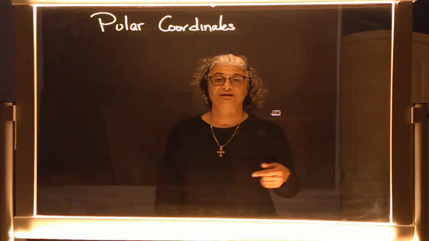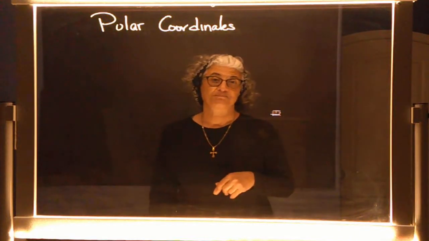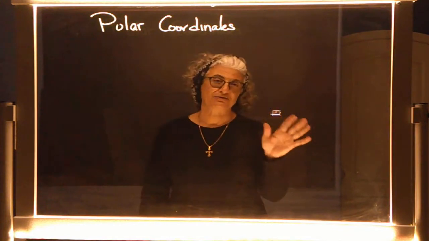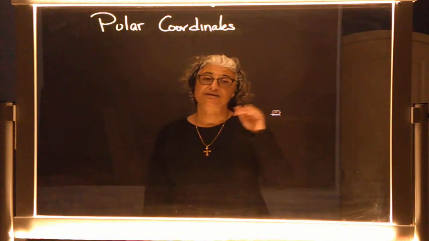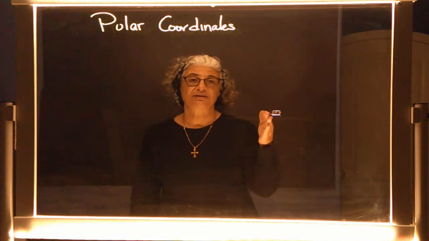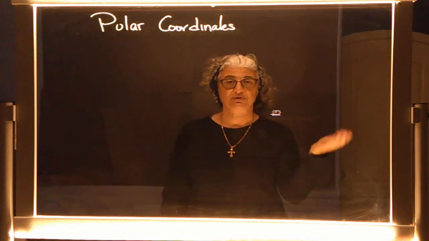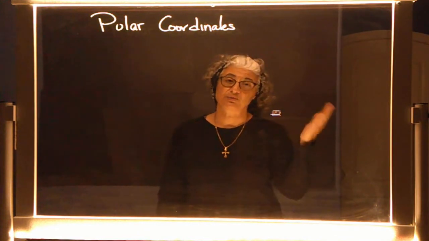Okay, so let's scoot on. Let's talk about polar coordinates. So far in our mathematical careers, we've been speaking about the rectangular coordinate system, the xy axis, and points on it labeled x, comma, y, correct? And we had different quadrants that we worked with.